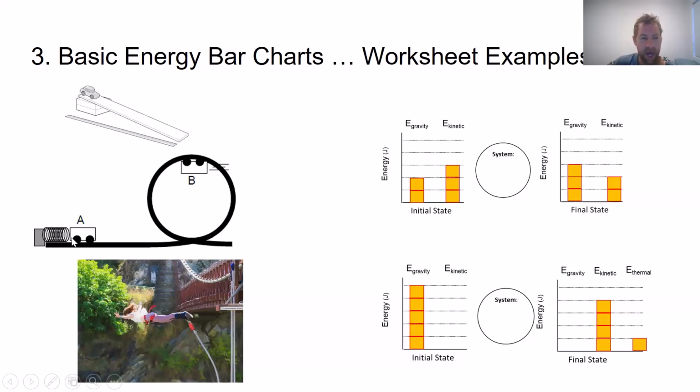There's a question of a cart being pushed by a spring up a loop-to-loop, and there's a second question where it goes halfway up the loop-to-loop. You've got the bungee jumper again. There's a few other examples.